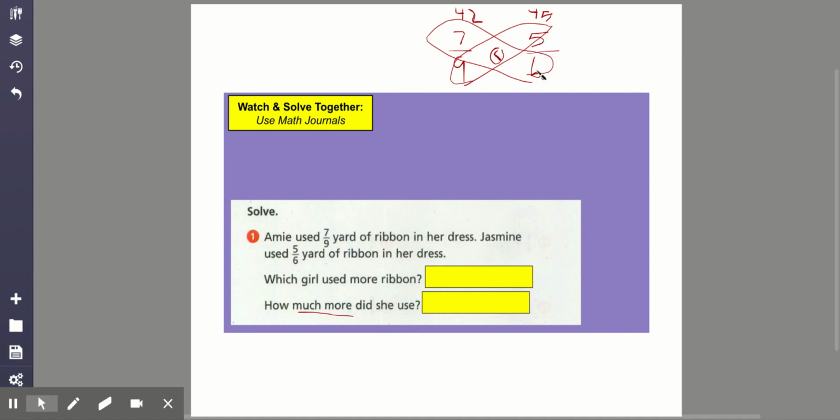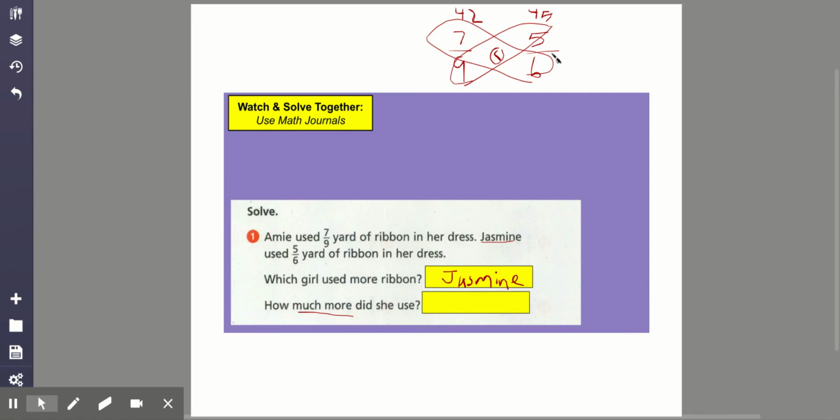So which girl used more ribbon? So which girl had 5/6? That was Jasmine. So Jasmine used more. Now the second question is asking how much more. So are we going to multiply, add, subtract, divide, guess? What are we going to do? So whenever it's asking for the difference, like how much more, we should subtract.